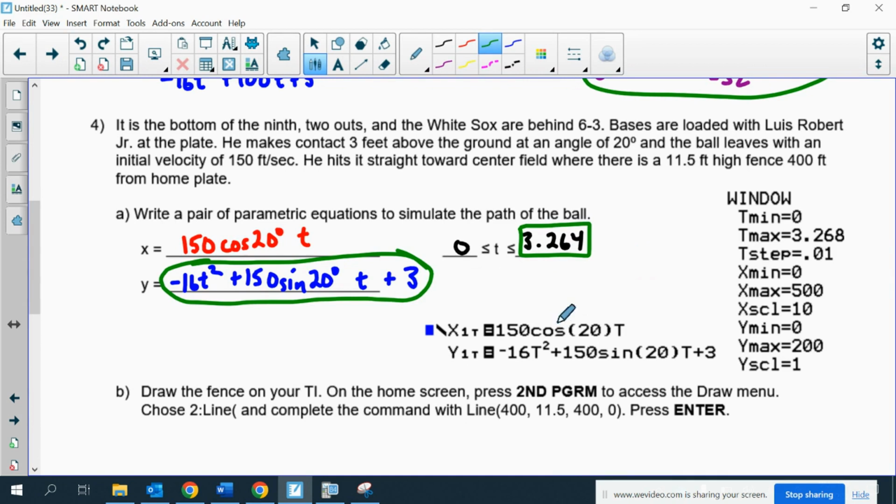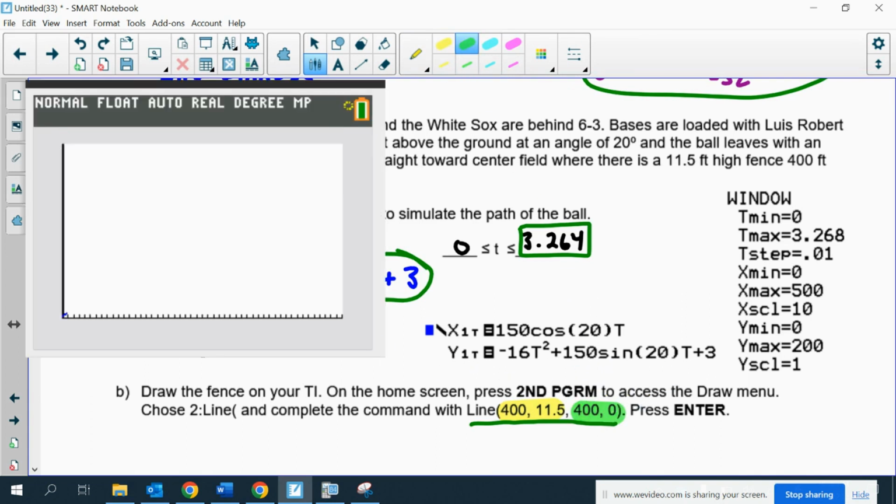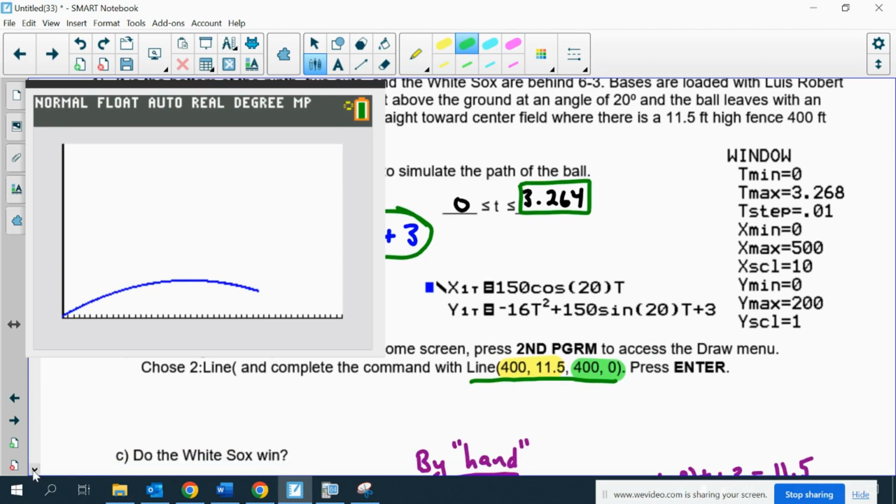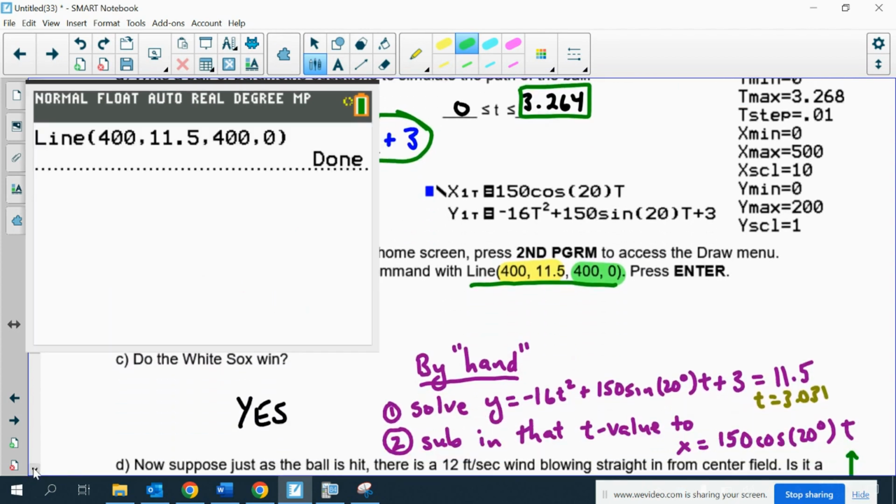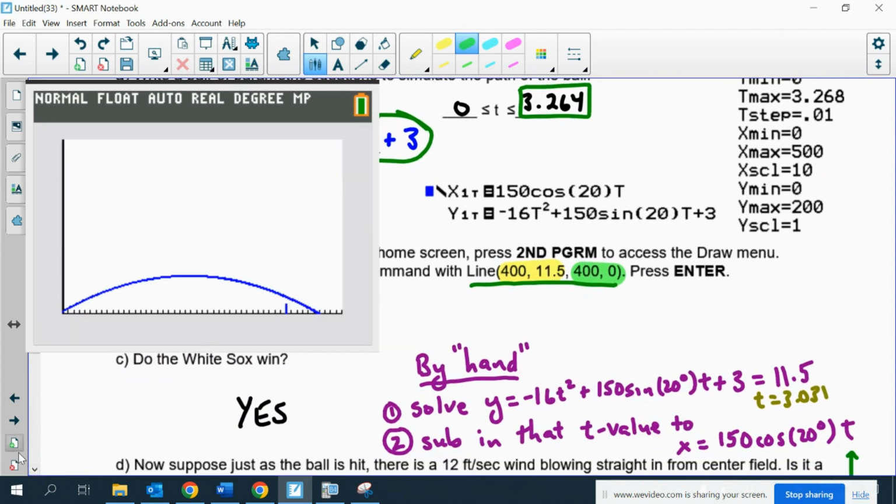So then we see if that actually intersects with the fence. And so we can draw a fence on our graph, on our TI, by using the line feature. So we graph line 400, 11.5, 400, 0. So essentially what that does is it just graphs a line segment using these 2 points. Then we press enter and we see that the graph shows up and the White Sox do win. The ball goes over the fence.